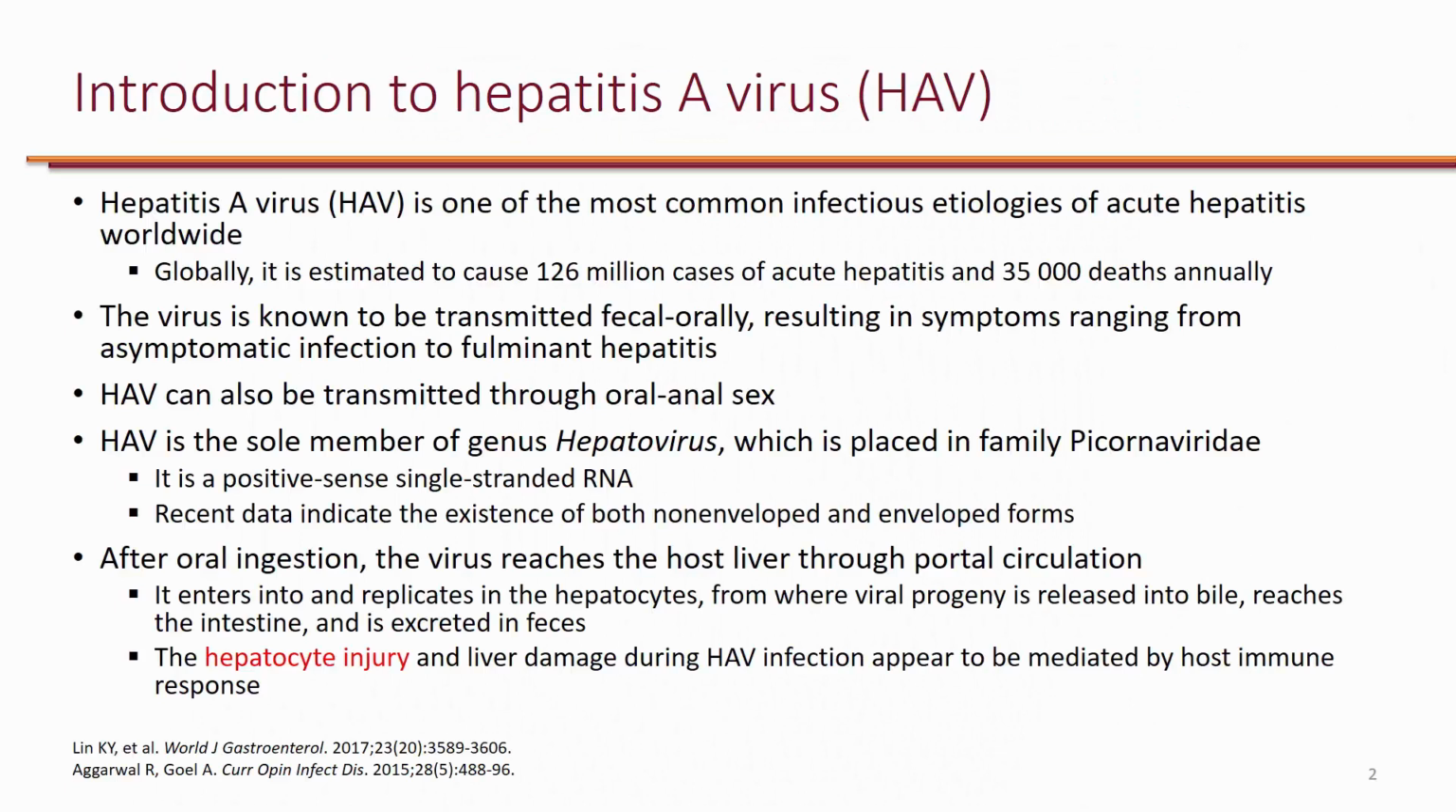First, introduction to hepatitis A virus. As you may know by now, any type of hepatitis can lead to cirrhosis over a long period of time, including hepatitis A. Hepatitis A is actually transmitted in a fecal oral route and also from oral anal sex. So once the virus has orally been ingested, the virus reaches the host liver and then it causes hepatocyte injury, which over time can cause cirrhosis.